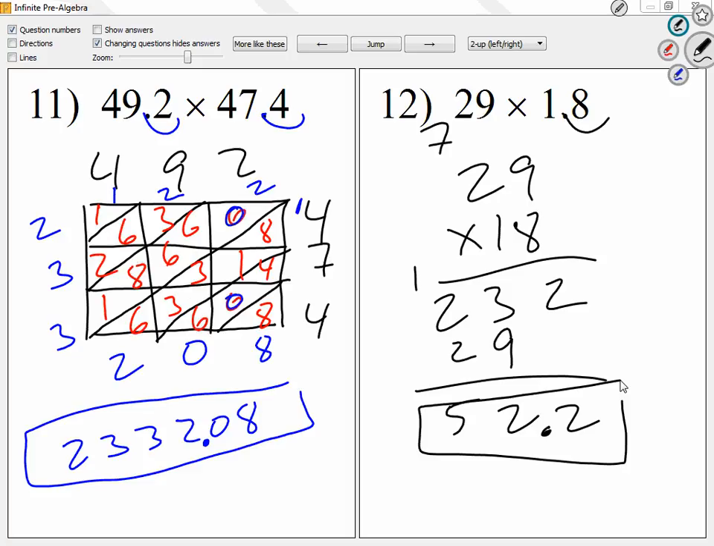How'd you get 232? 232, because I went 8 times 9, 72. So I wrote the 7 and carry this. I wrote down the 2, carry the 7. Then 8 times 2 is 16 plus the 7. What do you think? I did it different, but I still got the right answer.